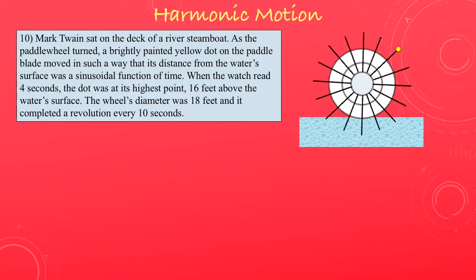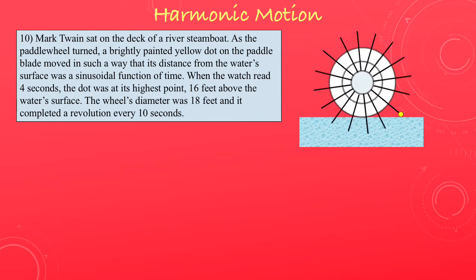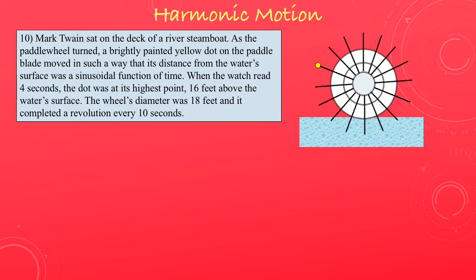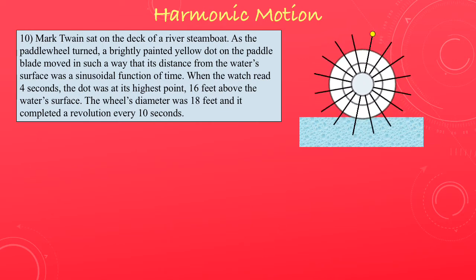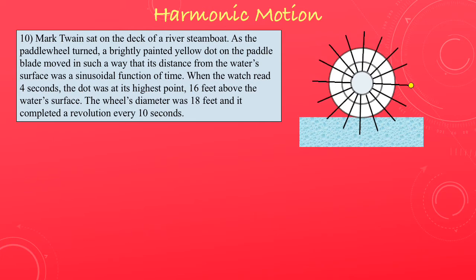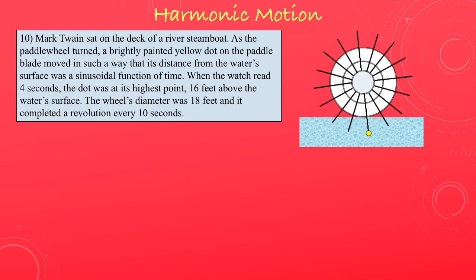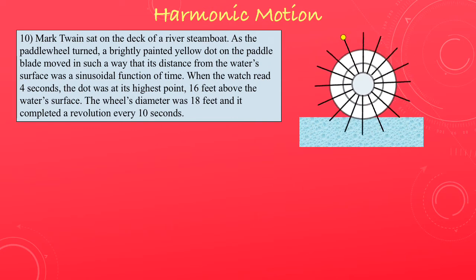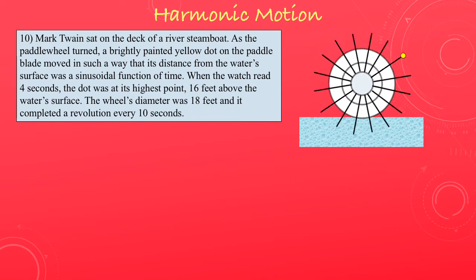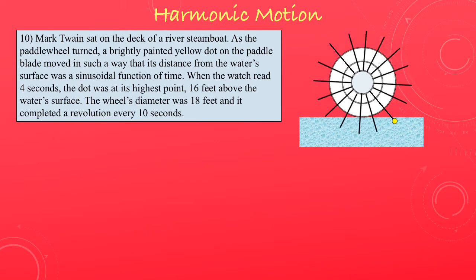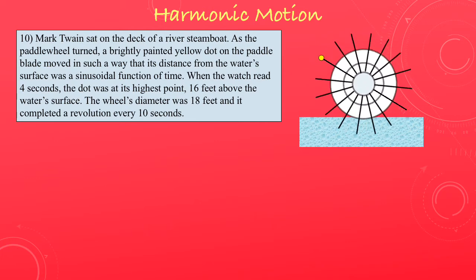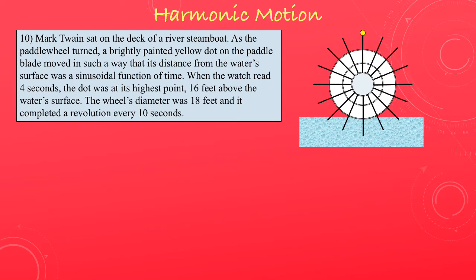Number 10 reads, Mark Twain sat on the deck of a river steamboat. As the paddle wheel turned, a brightly painted yellow dot on the paddle blade moved in such a way that its distance from the water's surface was a sinusoidal function of time. When the watch read 4 seconds, the dot was at its highest point, 16 feet above the water's surface. The wheel's diameter was 18 feet, and it completed a revolution every 10 seconds.